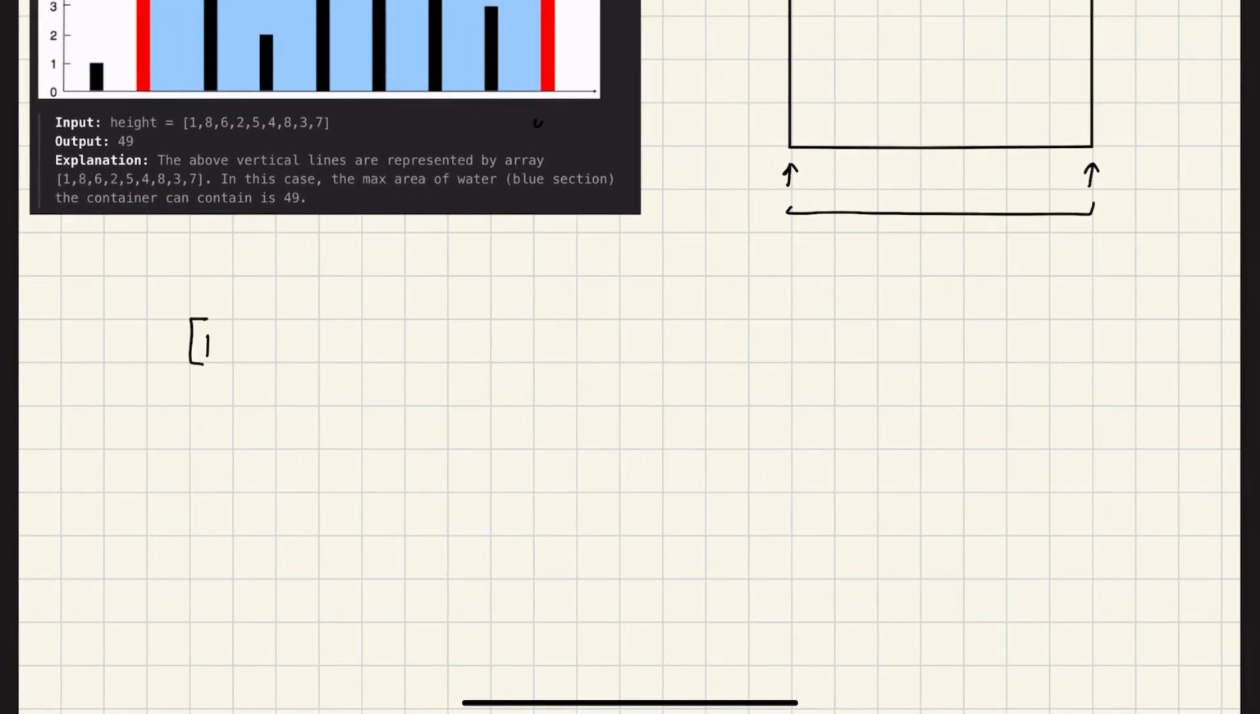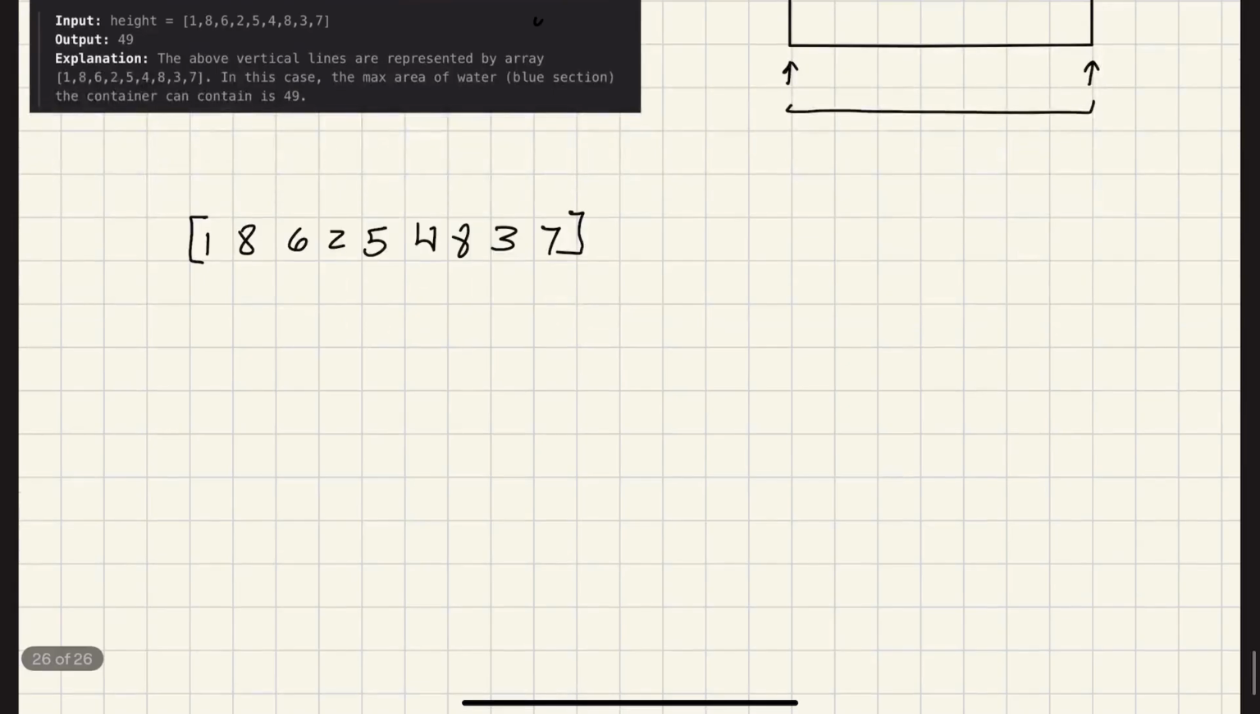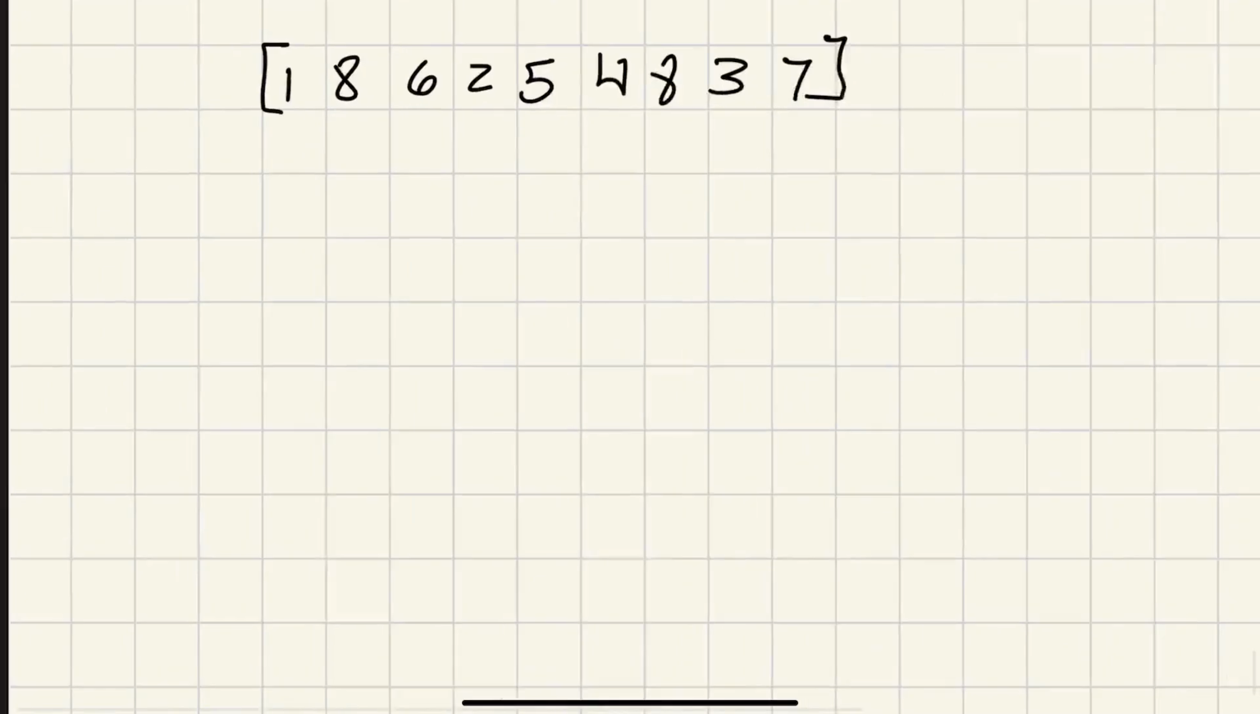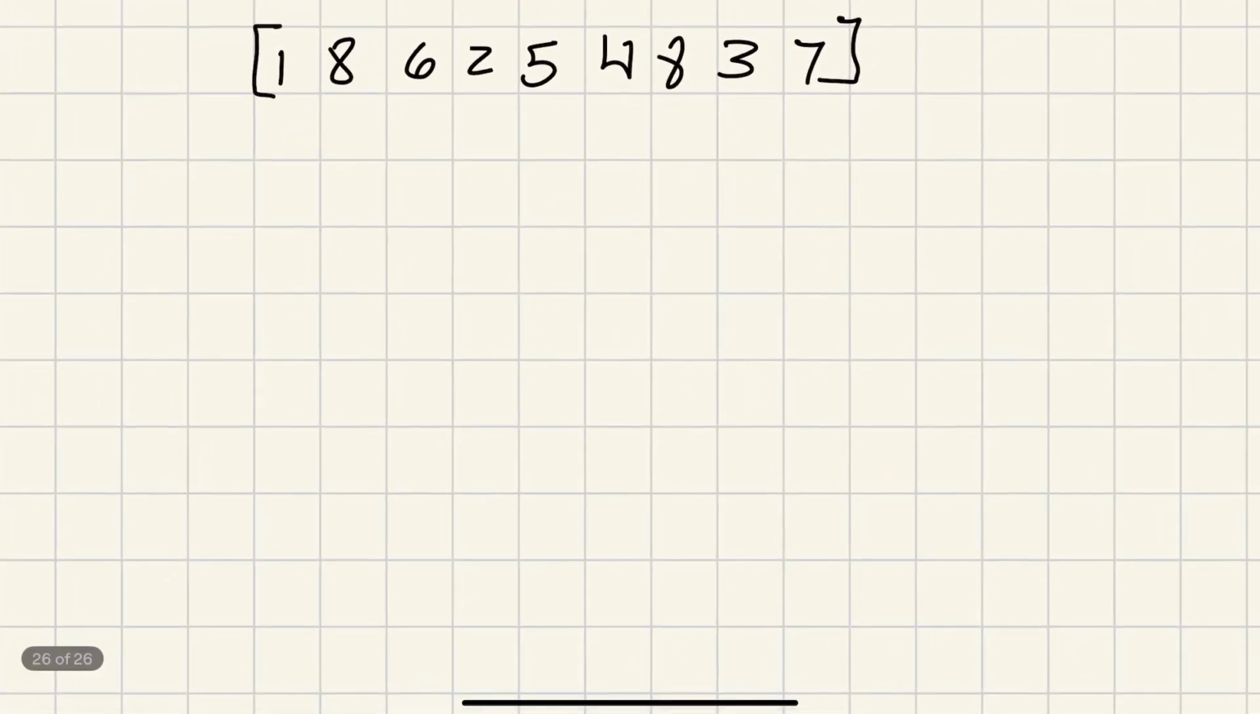Let me just write out the array again. 1, 8, 6, 2, 5, 4, 8, 3, 7. What you can do is we would pre-initialize two different arrays with the number 0. Actually, they wouldn't even be like that. Okay, how it would work is we would have a left array, and let's go through the left.